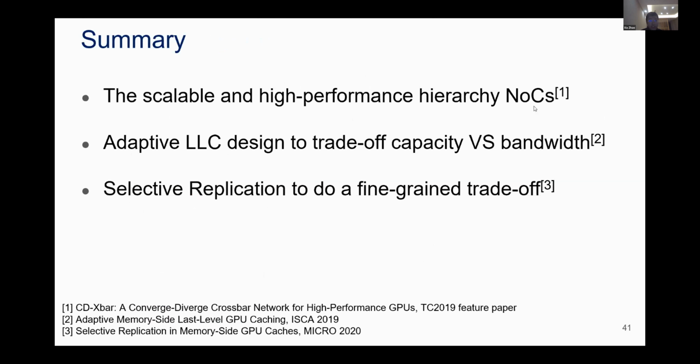Here is a brief summary about my talk. First, I talked about the scalable and high performance hierarchical NoC. With the increased number of SMs and LC slices, we need the hierarchical NoC to achieve high performance with a low hardware cost. Next, I talked about our adaptive LC design to trade off capacity versus bandwidth. In the end, I talked about the selective replication to do a fine-grained trade-off. This is because adaptive LC is the coarse-grained trade-off.